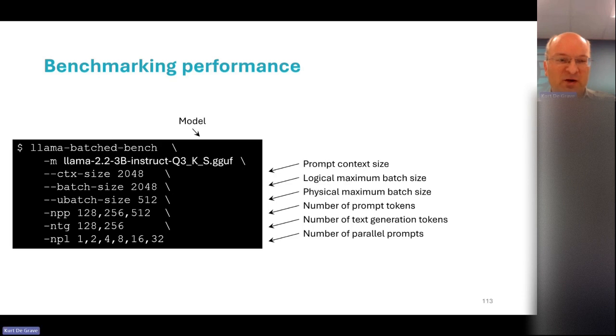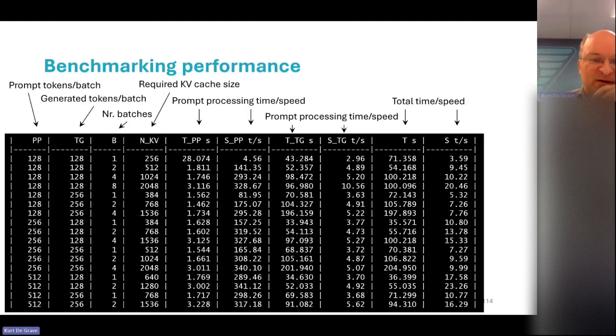Okay, and there is a separate tool for benchmarking it. It scans the grid of different hyperparameters, such as how large is your prompt, how many prompts do you process in parallel, so the batch size, the output size, and then it can create a table like this with different measurements.